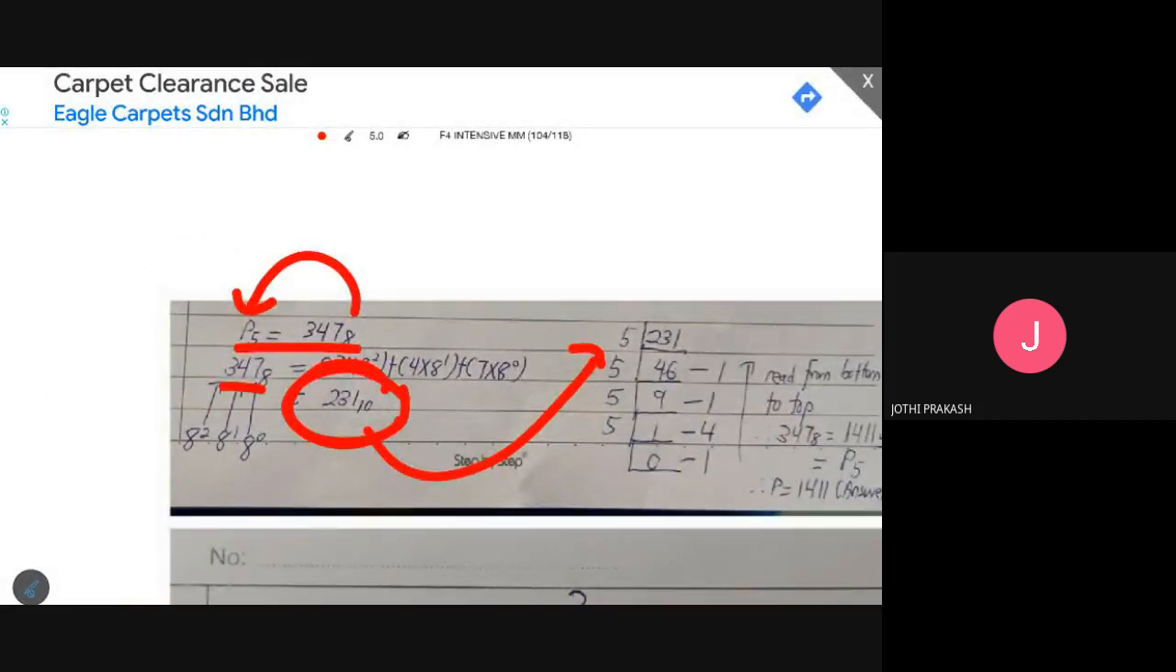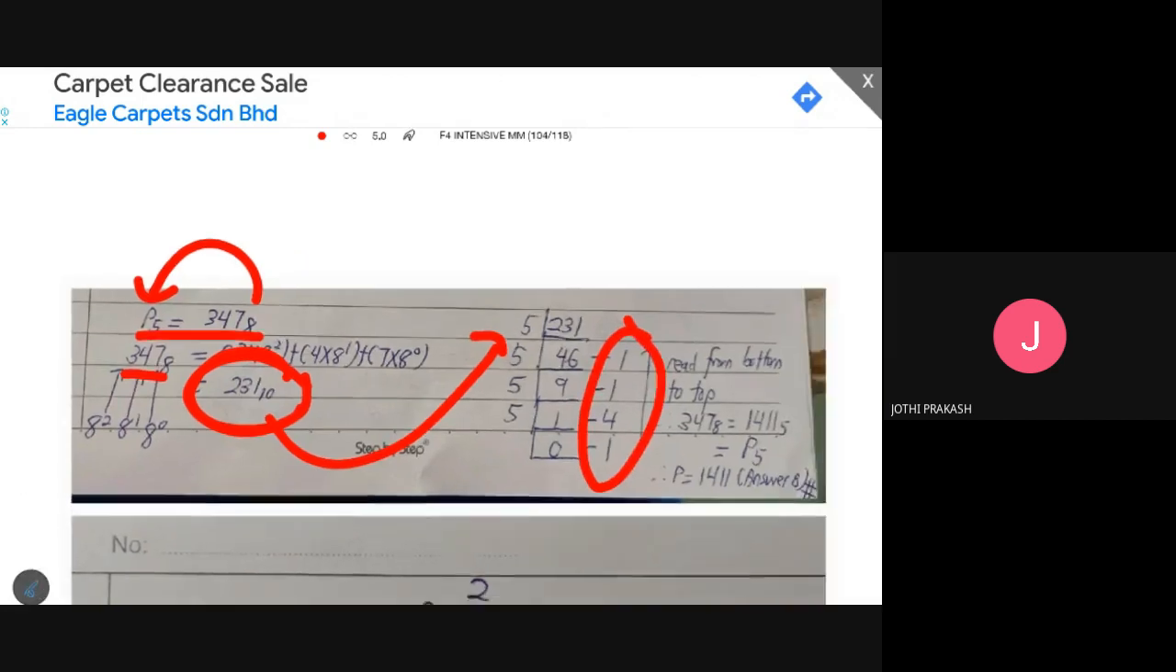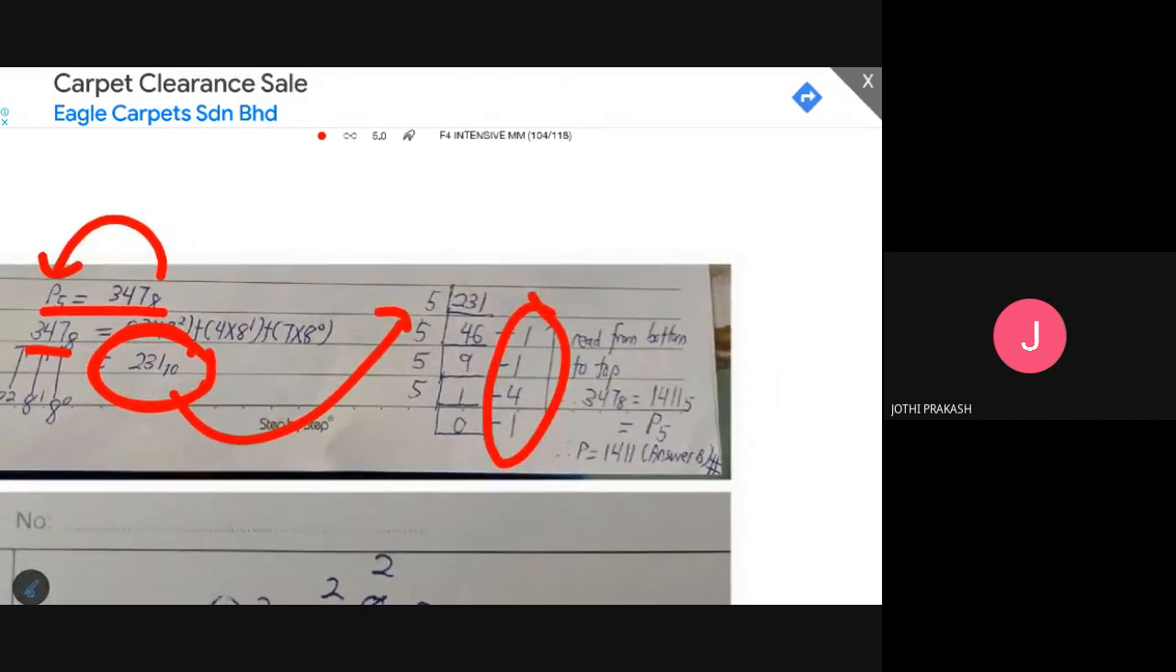So again, read from bottom to top. Your answer will be 1411. Okay, when you do the repeated division. Okay guys, can you understand this question? Boleh faham soalan ini? Can, okay, good. So next one.